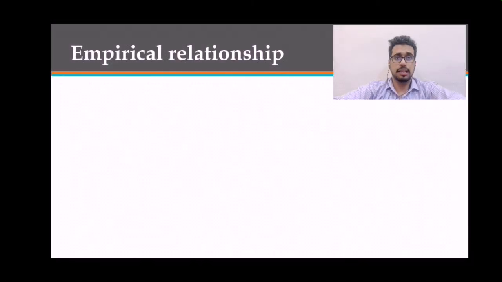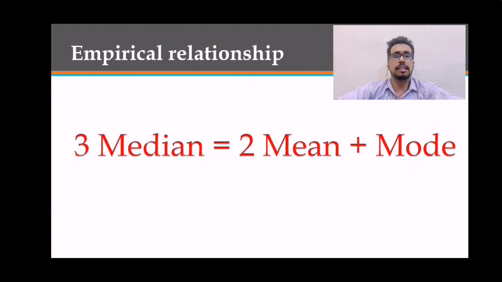Now let us look at the empirical relation between the mean, mode and median, the three measures of central tendency. Empirical relations are the relations that are based on observations. So the relation that connects all the three is 3 median is equal to 2 mean plus mode.